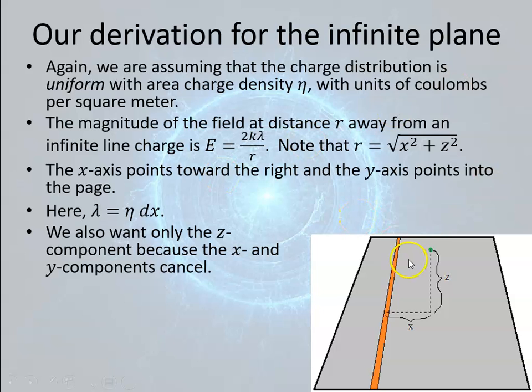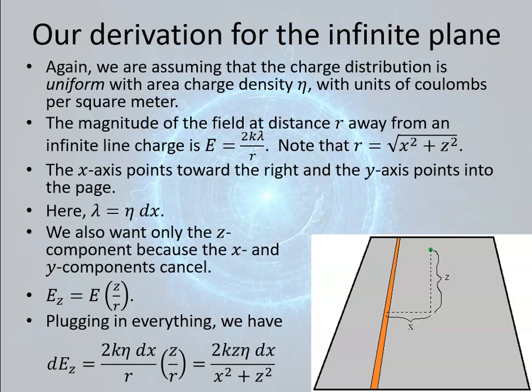Okay, so now that we have that out of the way, keep in mind that we only want the z component of our electric field because the x and y components are going to cancel. So in other words, the z component of the electric field is going to be equal to the magnitude of the electric field due to just the wire, times z over r. In other words, times the sine of the angle above the plane pointed toward the field point. And well, what's the sine? It's opposite over hypotenuse, or z over r, where r is the square root of x squared plus z squared.